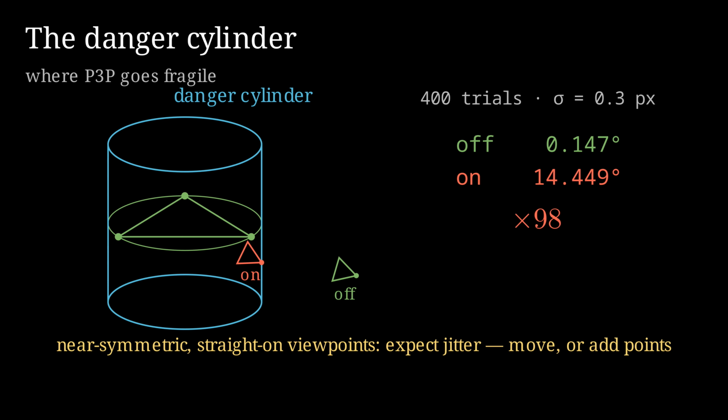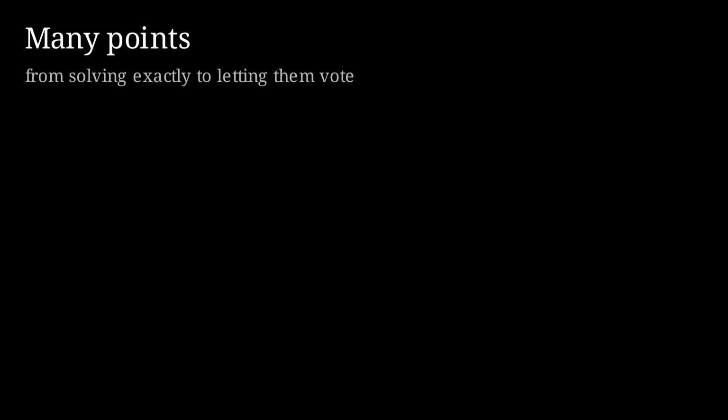3 points we've now solved and stress tested. But a real system doesn't have 3 points. It has 300, they're noisy, and some of the matches are simply lies. That's part 2. So much for 3 points.